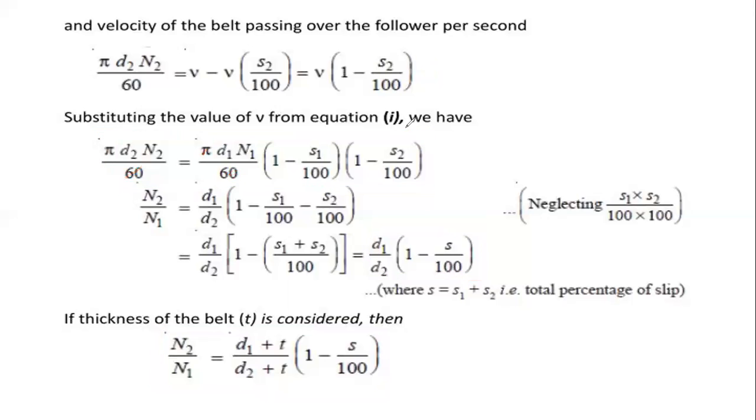So that is about the slip of the belt. The slip of the belt is considered as n2/n1 = d1/d2 (1 − s/100). When the thickness of the belt is considered, it is taken as N2/N1 = (D1 + T)/(D2 + T) × (1 − S/100).